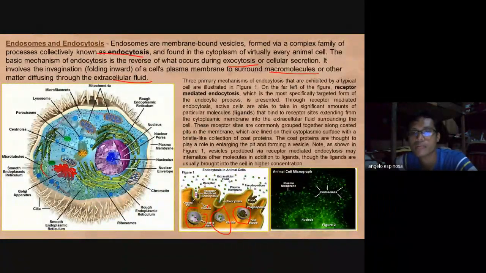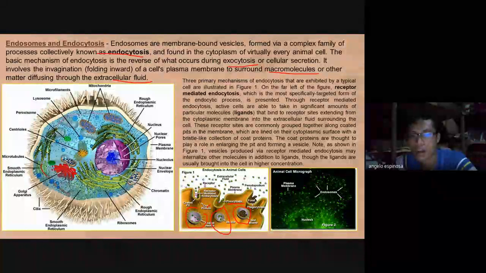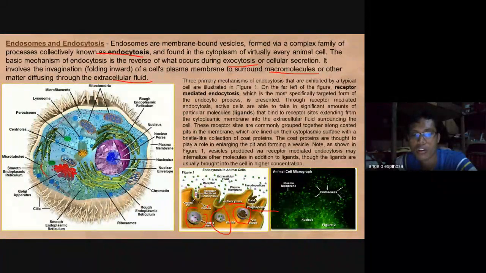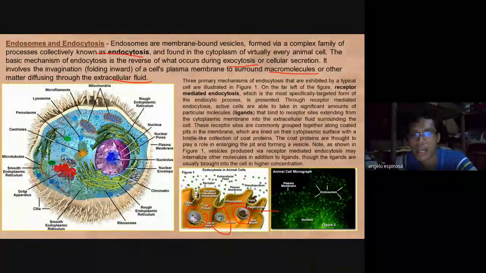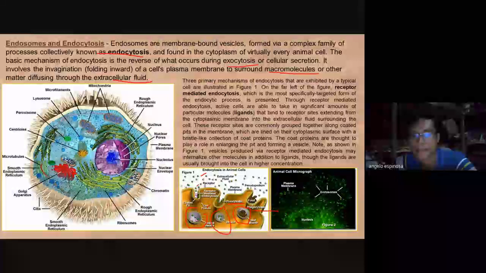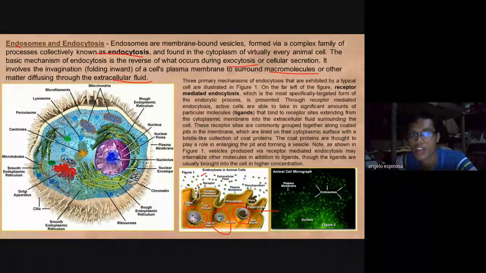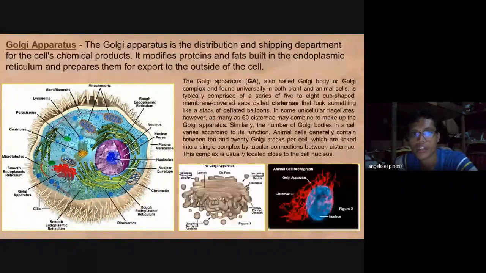Okay, so we have this one. This one is what we call the endosome. So we have endocytosis, no, na nasa labas. And this one is what we call the process of endocytosis. Yan, phagocytosis, pinocytosis, endocytosis, yan. Pag-usapan din natin yan. Okay, we have receptors, yan. It's not that very important as long as you are familiar with the process.